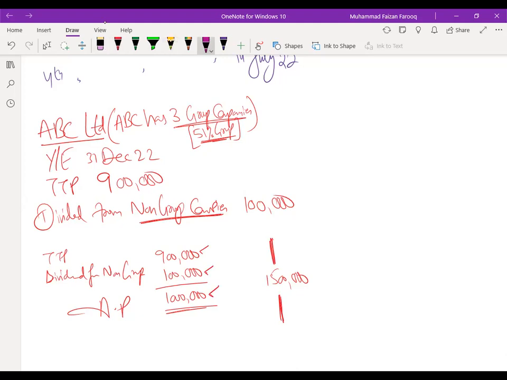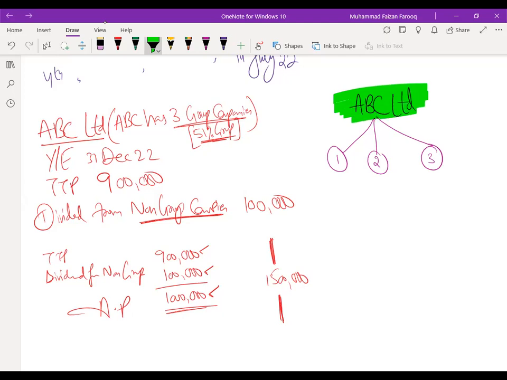We are one, right? We are who? ABC. And we have how many companies? One, two, three, right? I can say this in Urdu. हम एक हमारी तीन subsidiaries. We are the ones, and we own three subsidiaries.